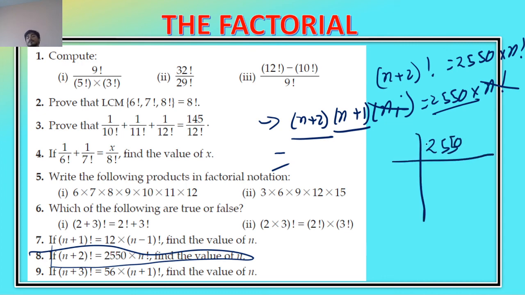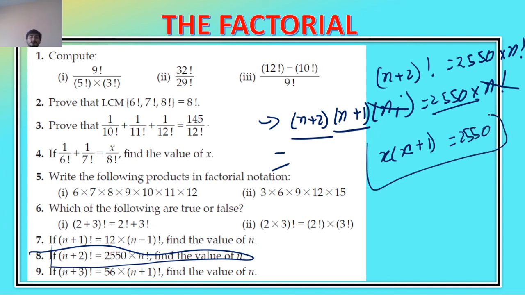Getting it or not? So how can I find that? By factorization. You can do factorization, or you can do x into x plus 1 also, no problem if you are doing it that way. So we'll do it that way: x into x plus 1 is equal to 2550. Now we need to find two consecutive numbers whose multiplication is 2550, so for that we need to do factorization.